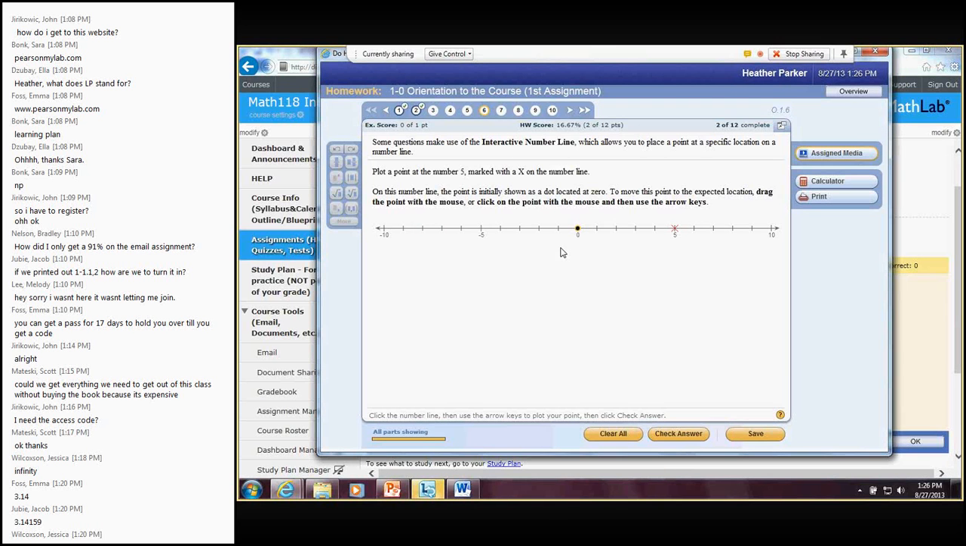Oh, okay. Here it is. Here's a graphing on a number line. All you have to do is take this dot and move it to where they want you to. They want you to graph 5. Check answer. Nice work. So I got question 6 right. I'm going to save this.